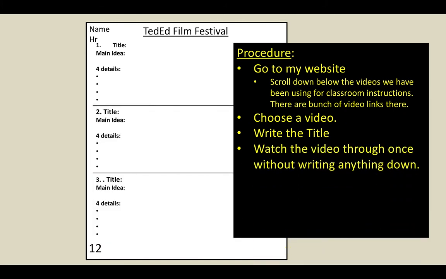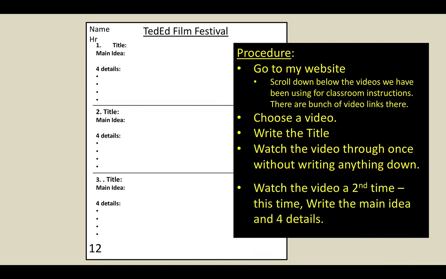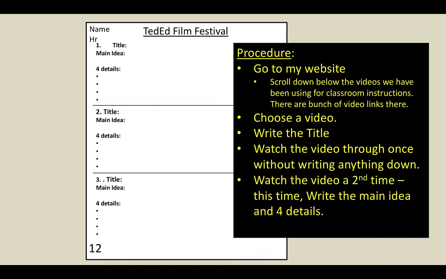Then I'd like you to watch the video through one time without writing anything down. Allow yourself just to watch it and absorb it. And then watch it a second time, and during the second time, write down the main idea and add 4 supporting details that support that main idea. As you can see from the setup on your sheet, you're going to do this 3 times. All right, so you can choose 3 different videos out of the ones listed.